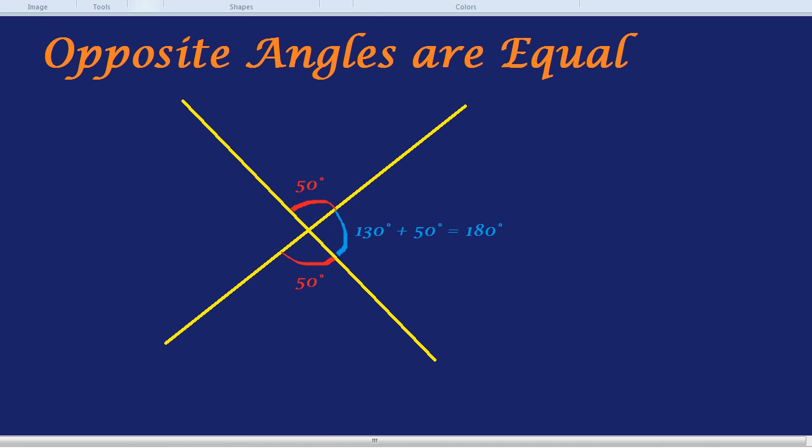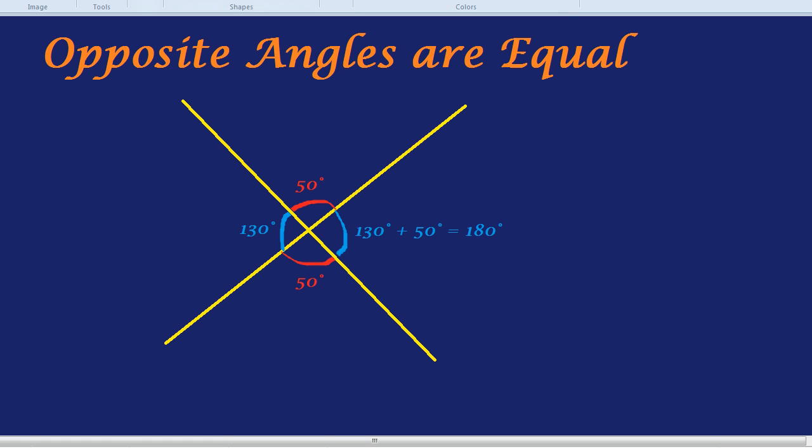The angle opposite to 130, if you were wondering, can you guess? It would have to be 130 because it's opposite and opposite angles are equal. We've just proven it. As a final proof, 130 plus 130 is 260, plus 50 plus 50 is 360, and that's the angle all the way around a circle. Let's use that knowledge in action.